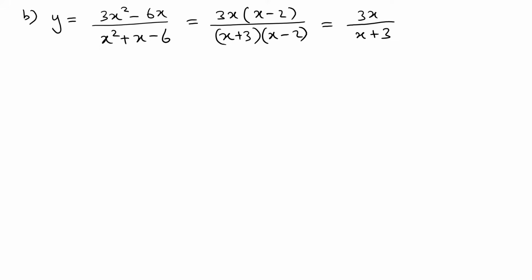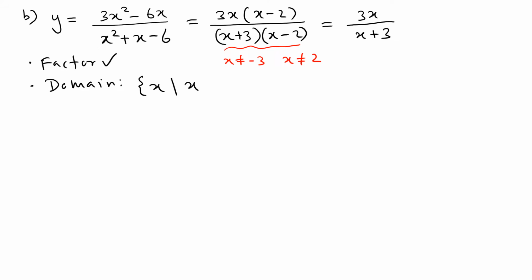So let's go step by step again. We already had the factorization, so that was done, and then we're going to go for the domain. The domain comes from the unsimplified version, so we're going to look at this version. There are two zeros in the denominator, so x is not equal to -3 and x is not equal to 2. So the domain is x such that x is not equal to -3 and x is not equal to 2.